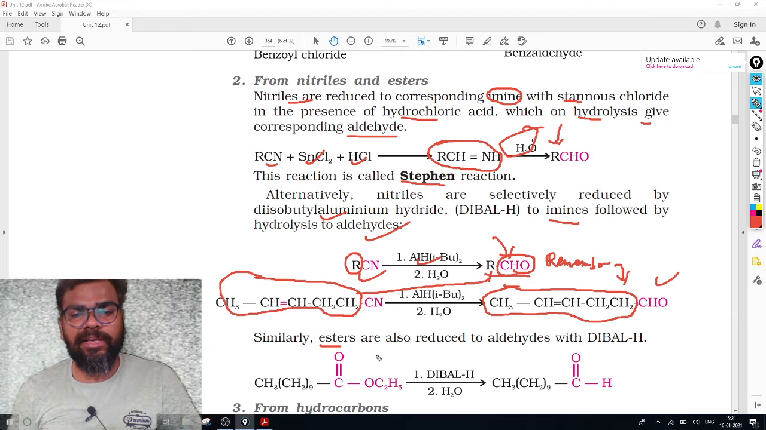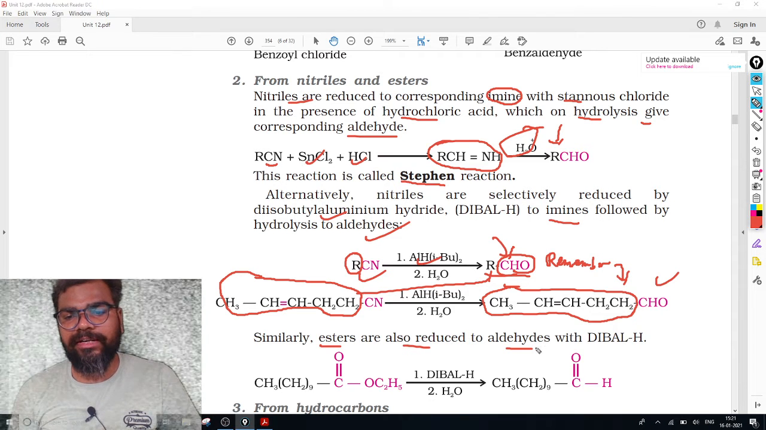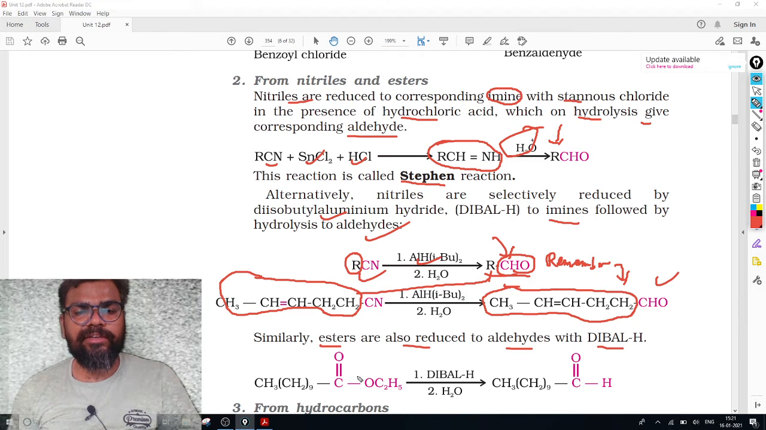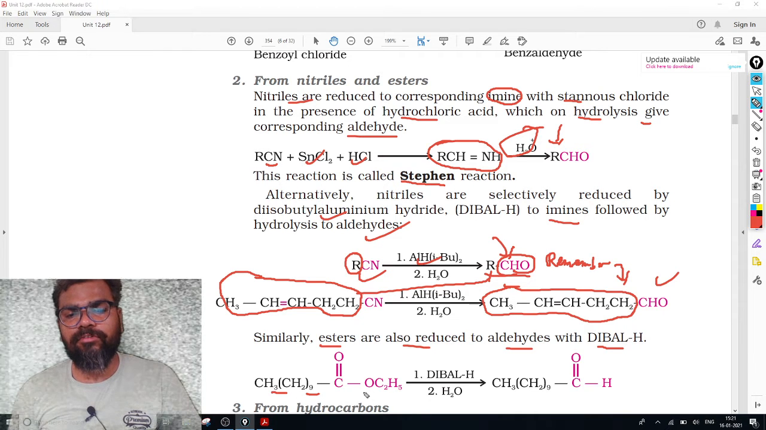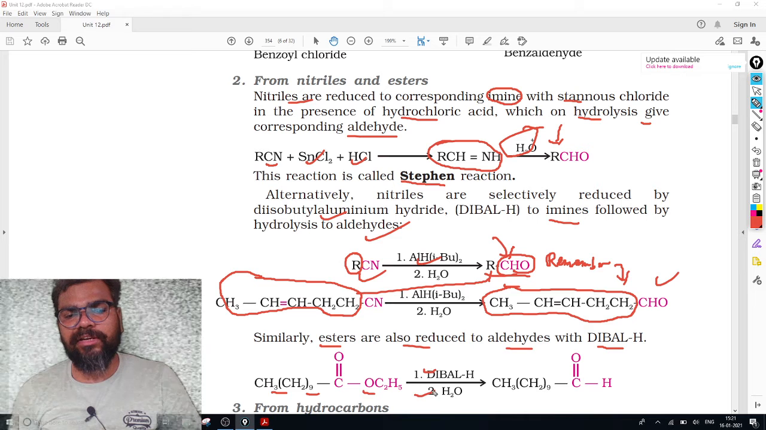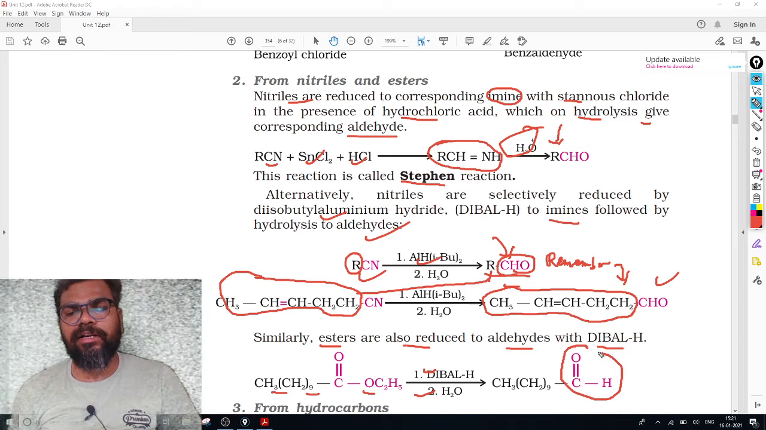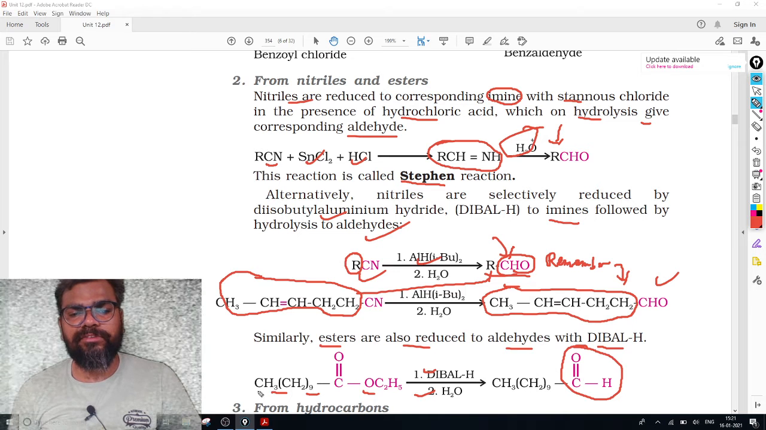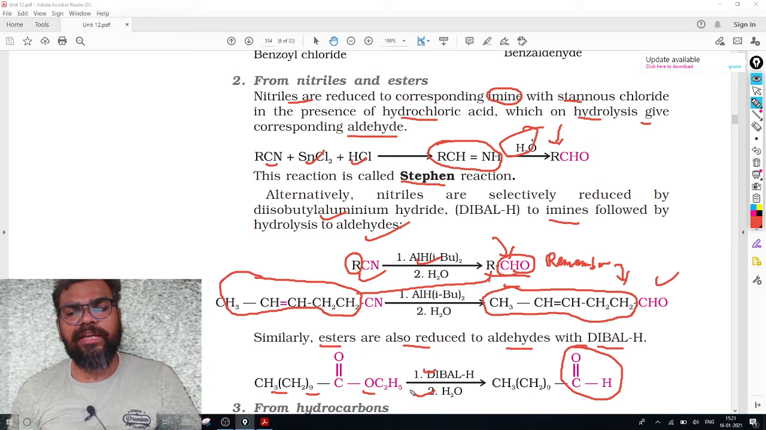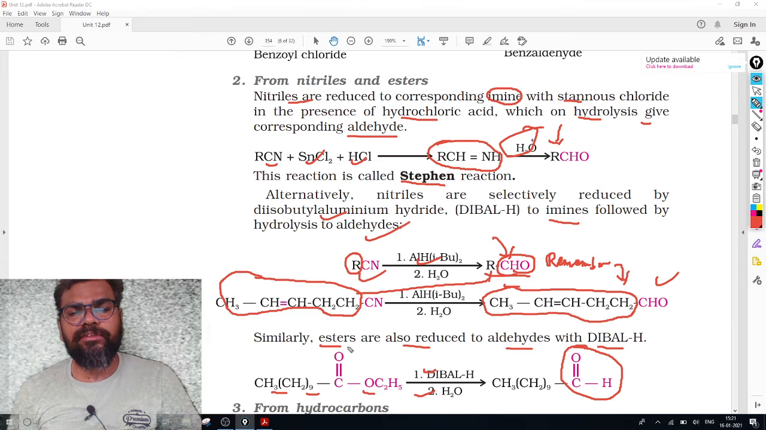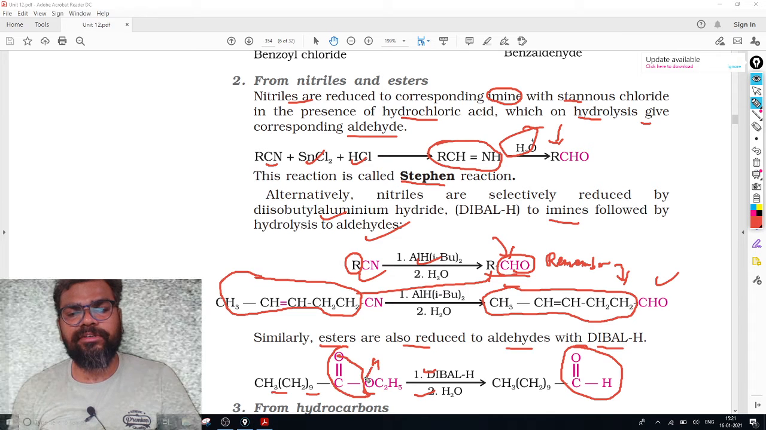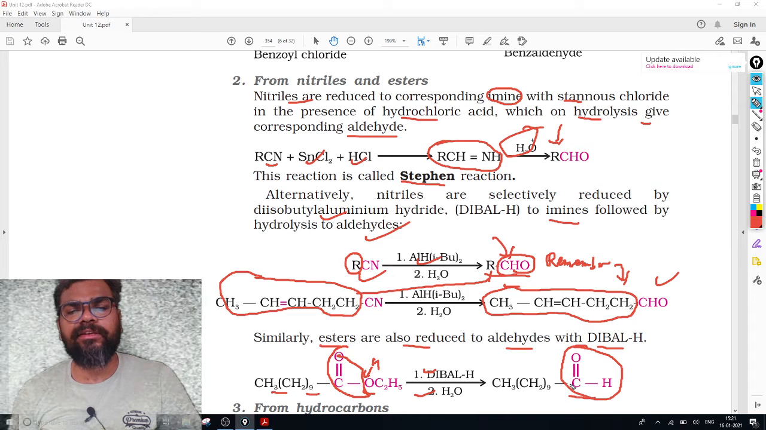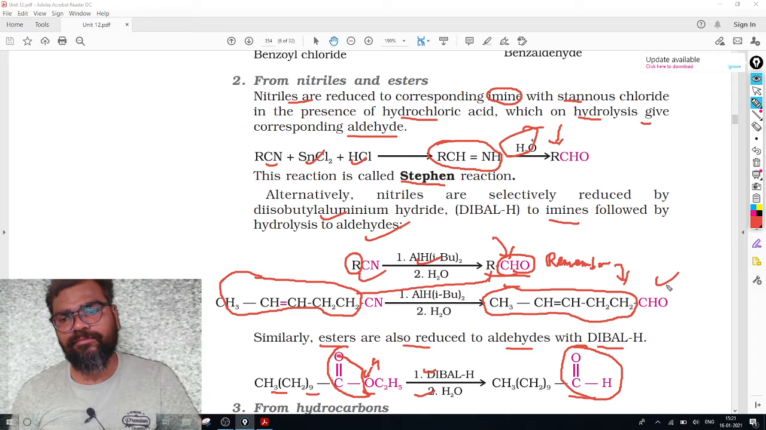Similarly, esters are also reduced to aldehydes with DIBAL-H. So let us take an ester, CH3(CH2)9 C double bond O, OC2H5, DIBAL-H, and hydrolysis. Very simple, directly you will get the aldehyde CHO, whereas CH3(CH2)9 will remain the same, and here an H will be attached. So you will get the aldehyde, the conversion of ester into aldehyde.